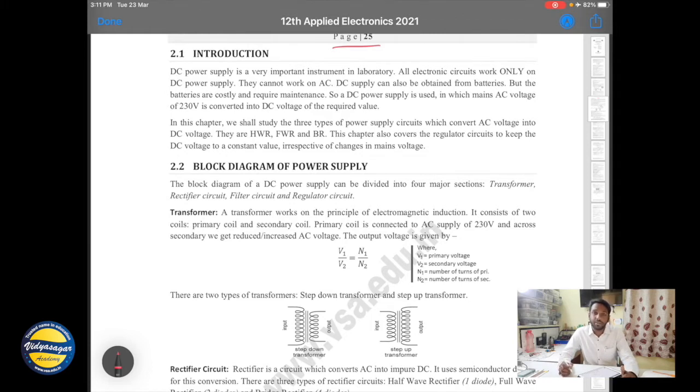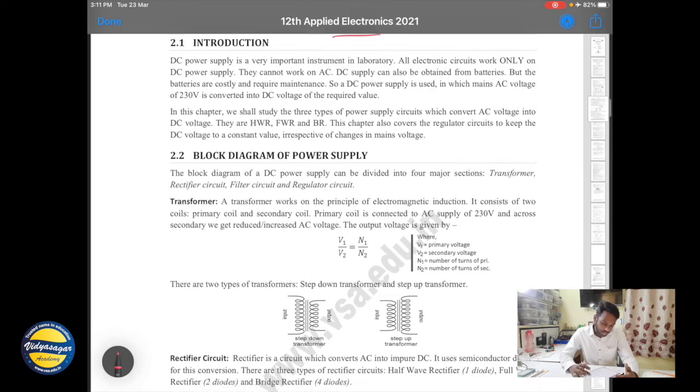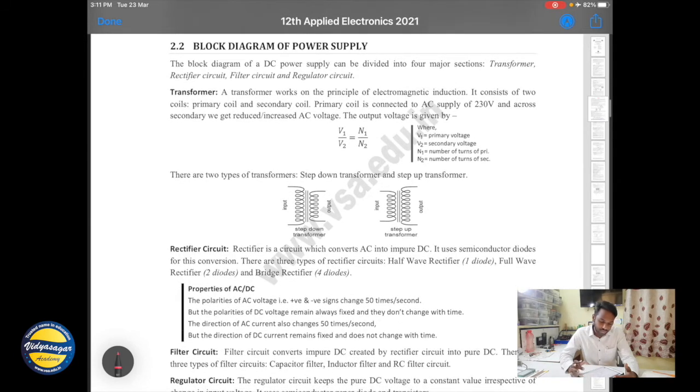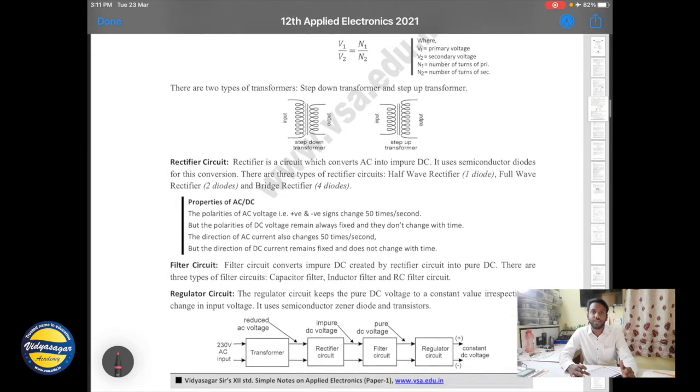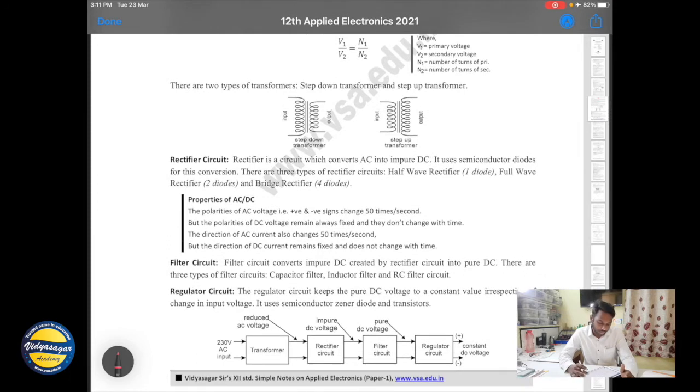In this chapter we will be learning three types of DC power supplies, that is half wave rectifier, full wave rectifier and bridge rectifier, and some filter circuits as well, and regulator circuits as well. Now the main thing that comes to our mind whenever we say power supply is the transformer. In this chapter we will be strictly using a step down transformer. Basically there are three types of transformer: step down, step up and center tap. In this chapter we will be strictly using the step down transformer only.